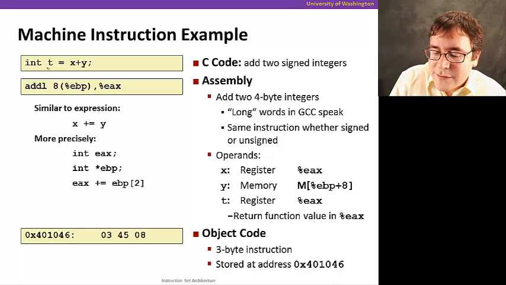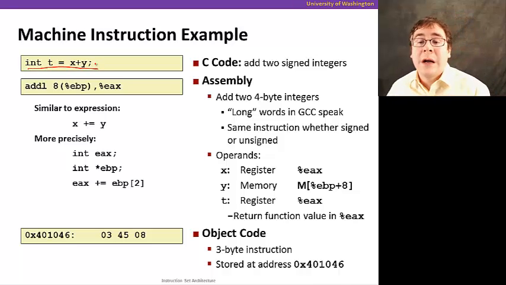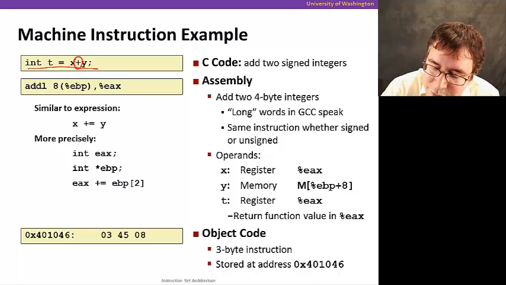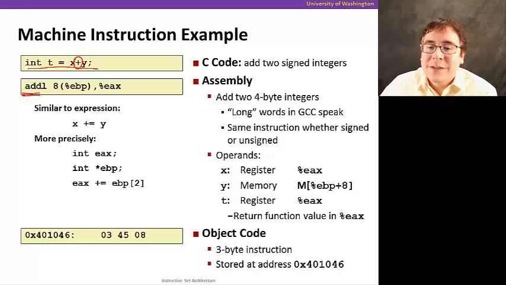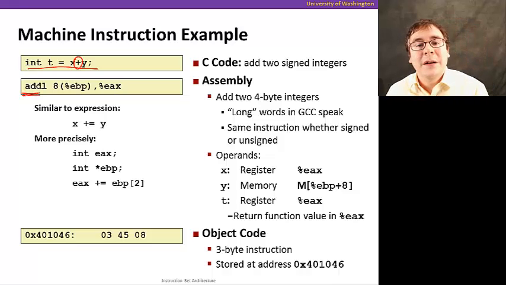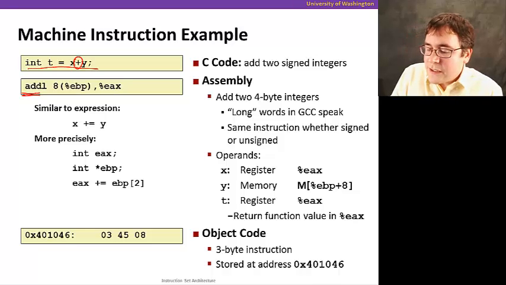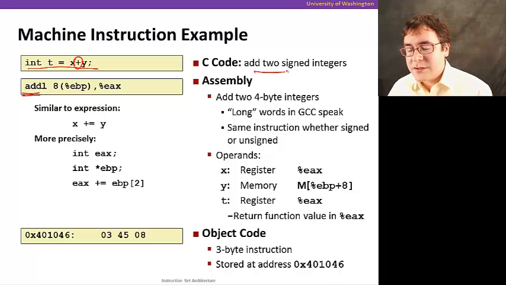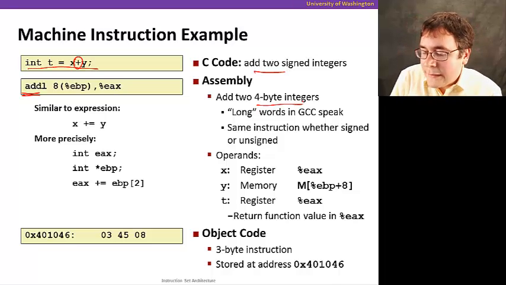So remember that in our sum function, we had this statement here, int t equals x plus y, which just adds x and y and puts it into variable t. Well, there's an add here, so it's only natural that in our assembly code, there'll be something that looks like an add. And that's the instructions emitted by the compiler to implement that expression. So the C code here, what we're trying to do is add 2 integers. And then in assembly code, what we're doing is we're adding 2 4-byte integers.